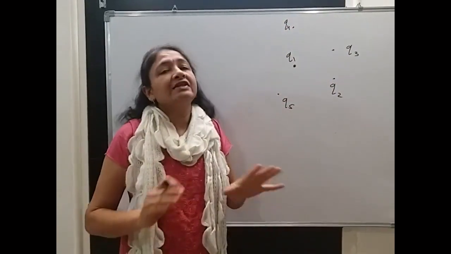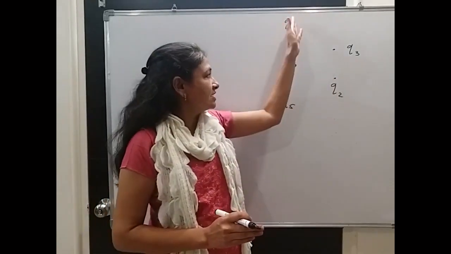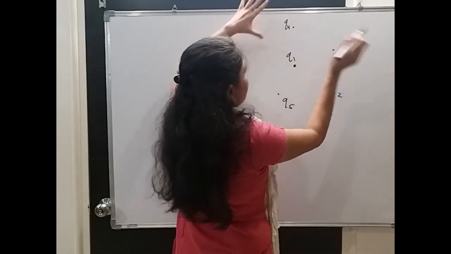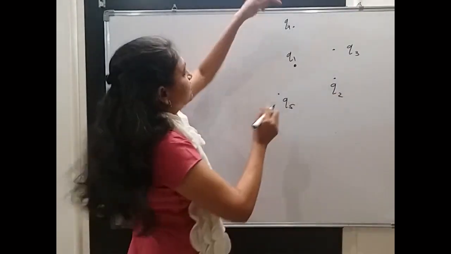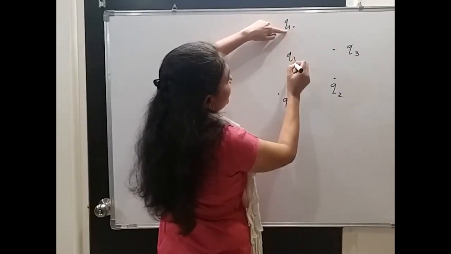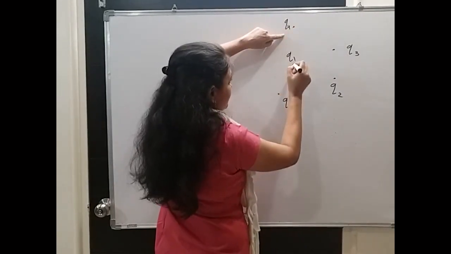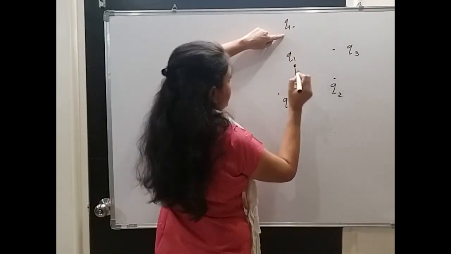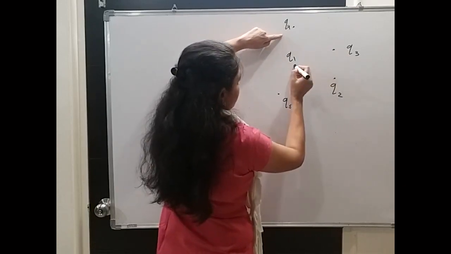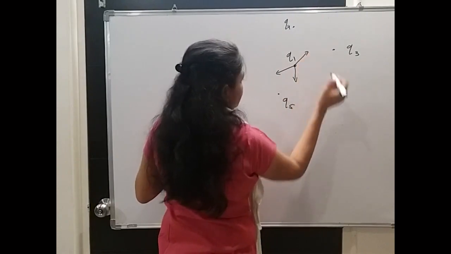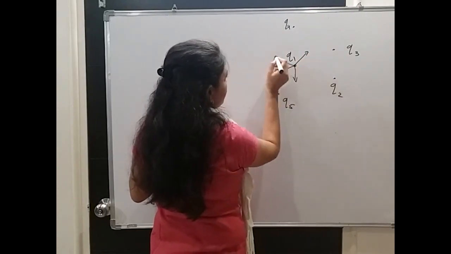Wherever there is charge, there is force. So all these charges will exert force on Q1. Let us consider that all these charges are positive. So between Q4 and Q1, there will be a force of repulsion. Q4 will say you have to go in this direction, Q3 will say go here, Q5 will say go here, and Q2 will say go here.